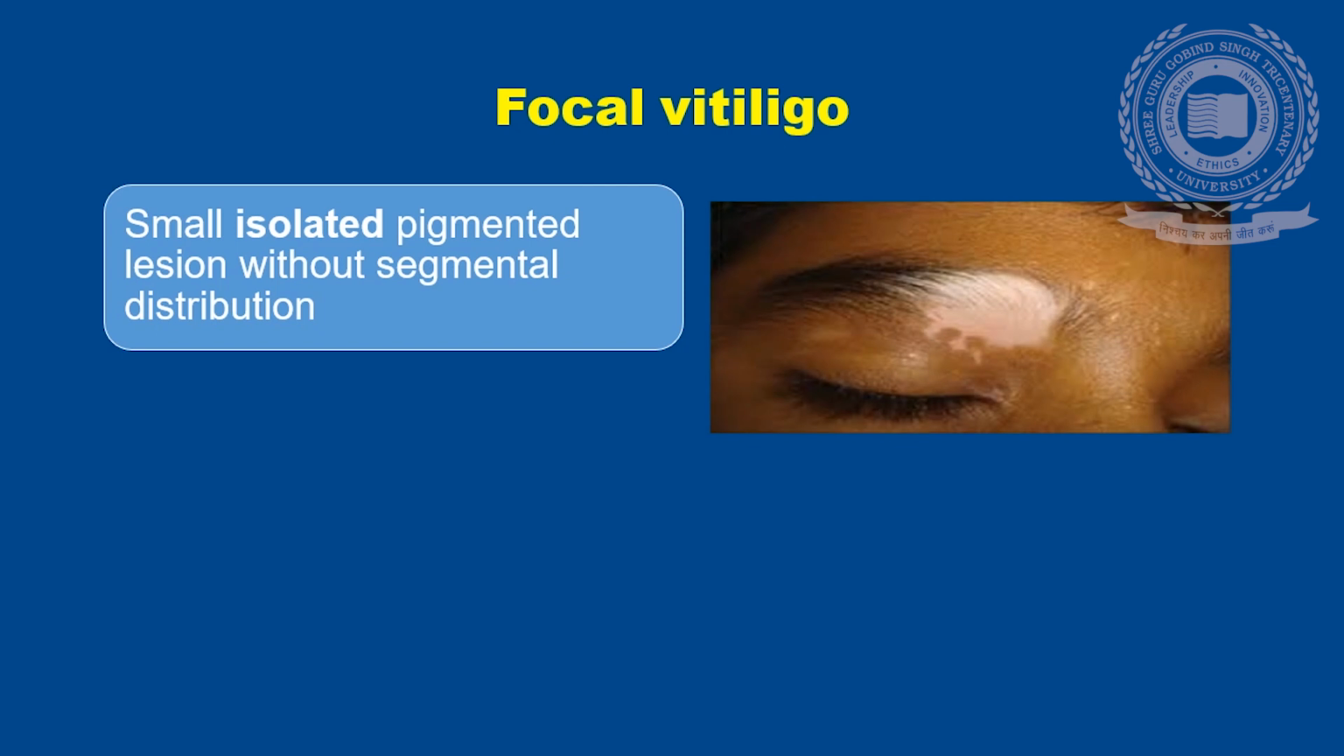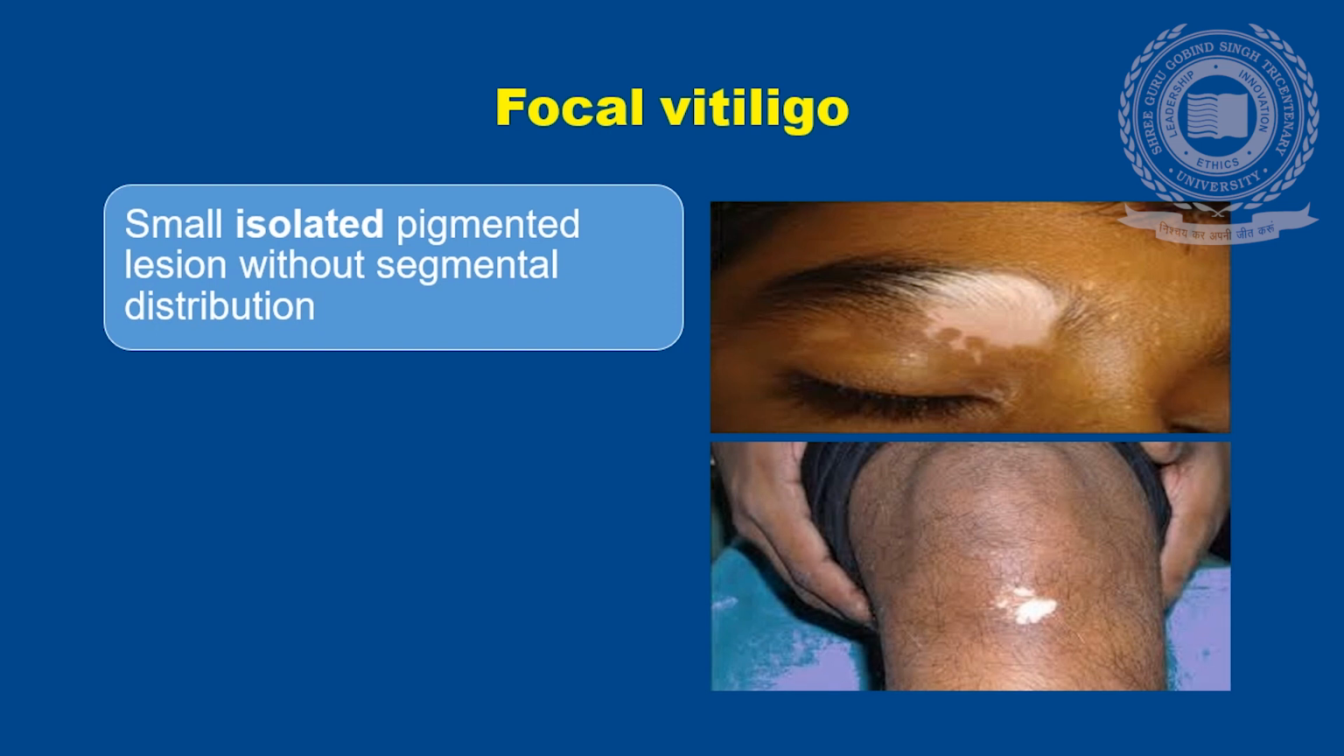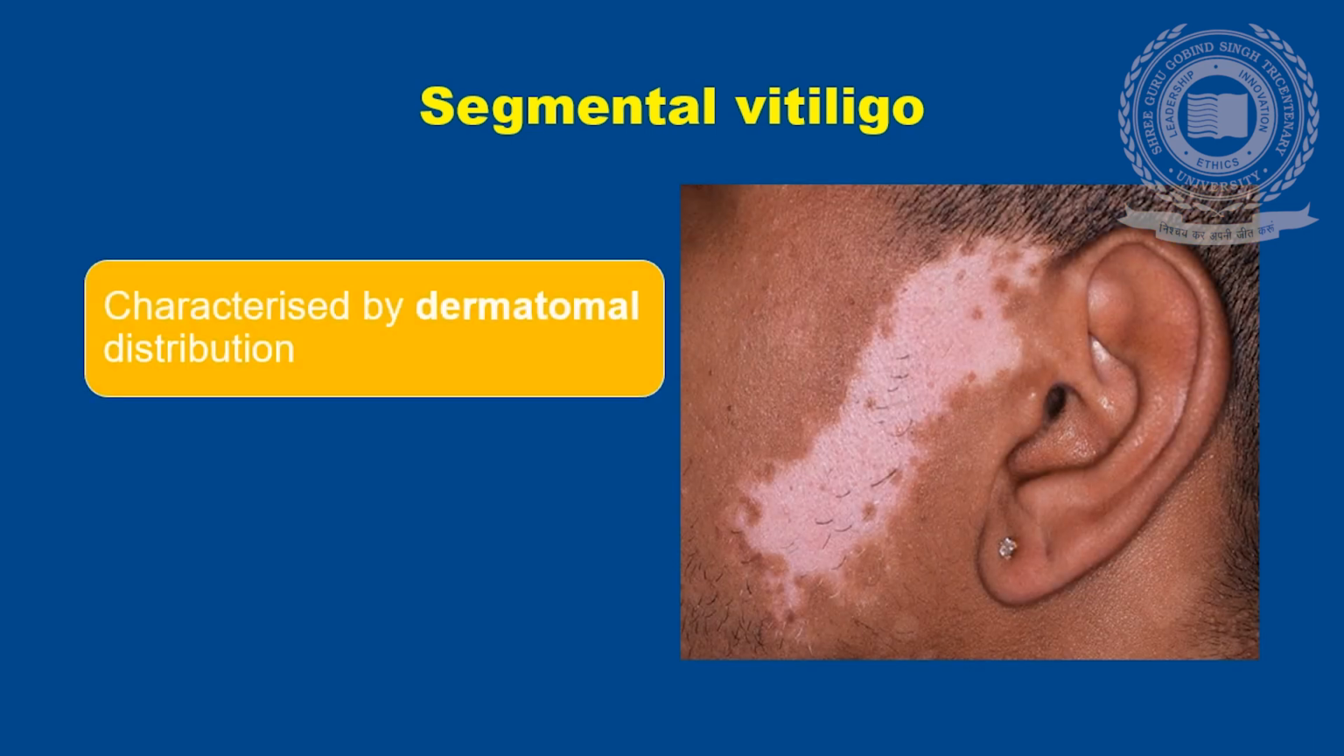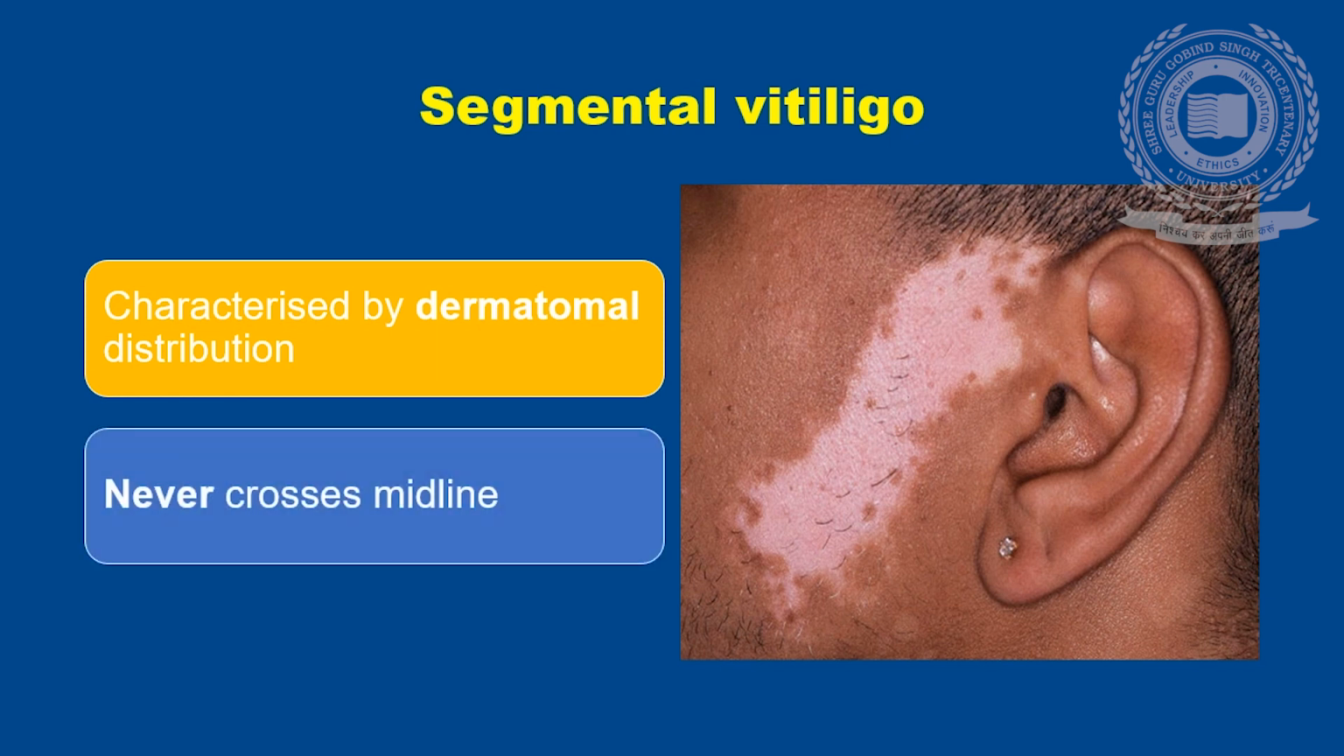Now coming on to the focal vitiligo, in which small isolated pigmented lesions happen without any segmental distribution. As we can see in the pictures on the right, there is a vitiligo depigmented macule on the eyebrows and another lesion is on the front of the knee. Coming to the segmental vitiligo, in which the lesions are characterized by dermatomal distribution. The lesions never cross the midline.